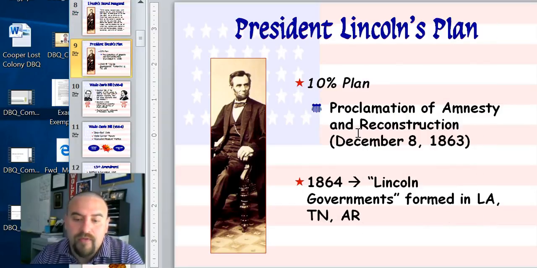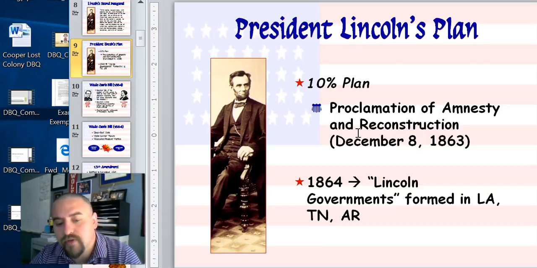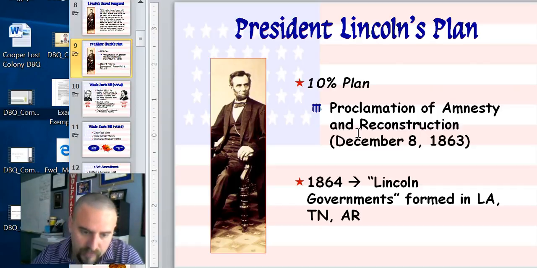So to do that, he's going to have a 10% plan, in which 10% of the eligible voters of the South have to sign a loyalty oath saying that they will not work against the government of the United States. Once 10% of the voting population of those states sign, they can start the process of getting their representatives, their senators. They can run officials for President of the United States. They can become full states again. Right now they're being treated as territories. Very few rights, very little self-determination.